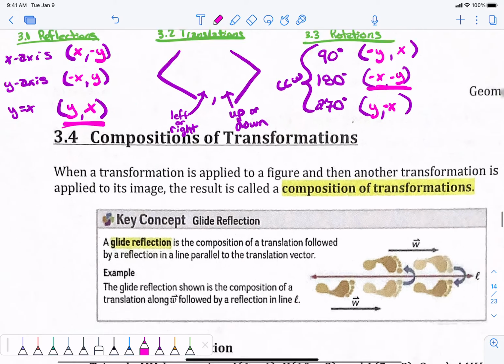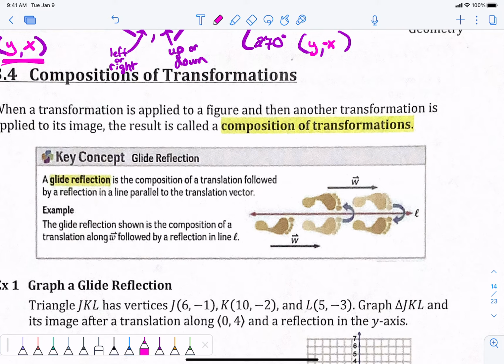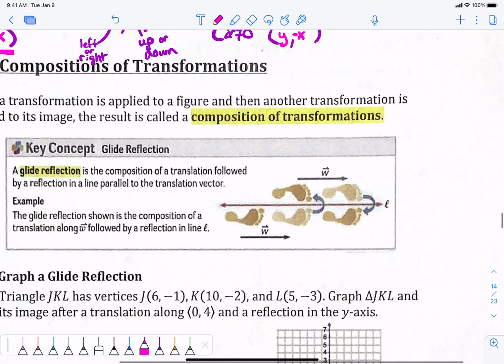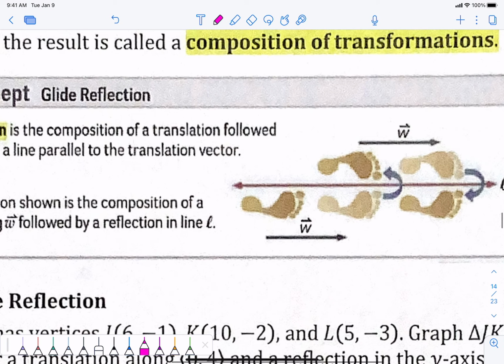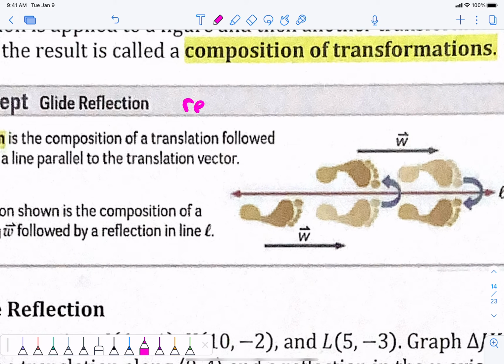Okay. All right. So compositions of transformations is like doing 2 of them at the same time. So in this box right here, they have a picture of what's called a glide reflection. And this is a reflection and a translation.